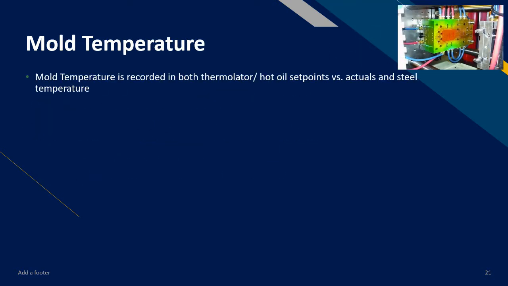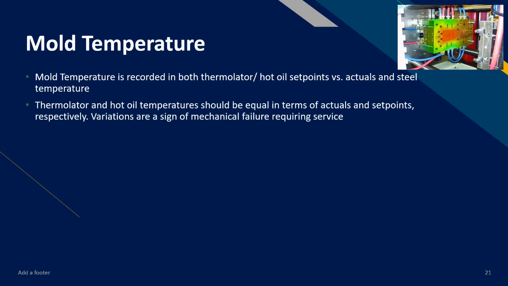Mold temperature is recorded in both thermolator and hot oil set points versus actuals and steel temperature. Thermolator and hot oil temperatures should be equal in terms of actuals and set points, respectively. Variations are a sign of mechanical failure requiring service. For instance, if a mold set point's at 130 but you're only at 90, it could be that you have a stuck valve, the valve's stuck open, and it's not letting the mold heat like it's probably supposed to.